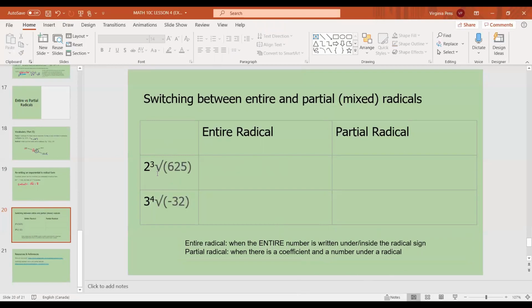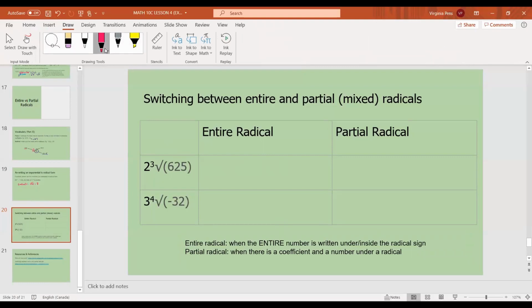Let's do some practice here. Over here, we're given 2 to the 3 times the square root of 625. So let's figure out what the prime factorization of 625 is. That will help us determine which numbers we can bring in, since we're doing entire radical first. In entire radical, we want to bring the 2 to the 3 inside the square root, which means we can literally just do this.